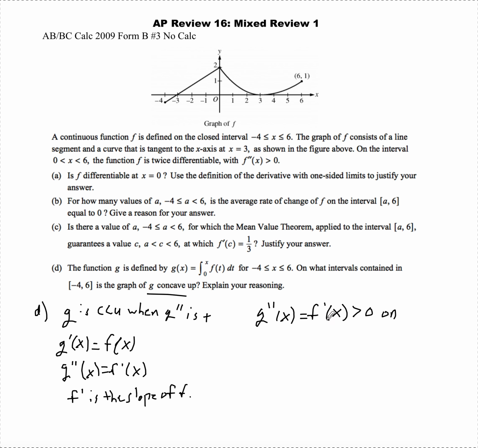So I need to look for where the slope of f is greater than 0. So that'd be negative 4 to 0. And where else is the slope positive? 3 to 6. And there we go, 1 point for your answer here, these intervals.